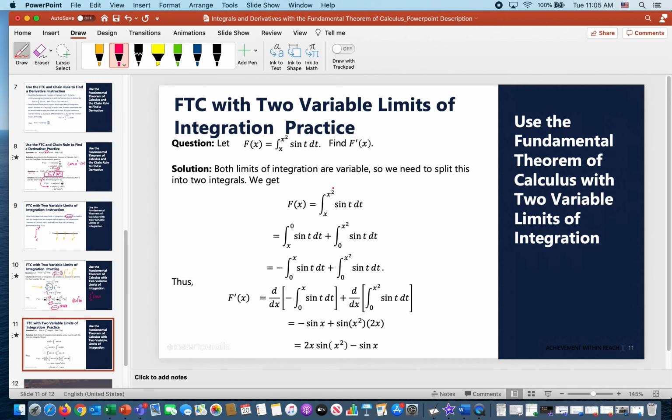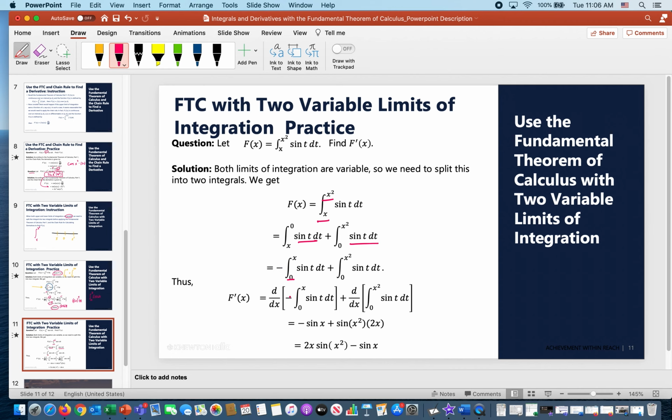Here's one where we do this again, but using trig functions. I'm going to integrate from x to 0. Both of my boundaries are variables, so I integrate from x to 0 of sine t dt plus the integral from 0 to x squared of sine t dt. Then I'm going to swap this around, just like last time, so that I have my constant on the bottom and the variable up top. That requires a negative out front.